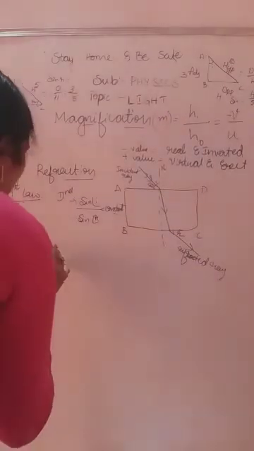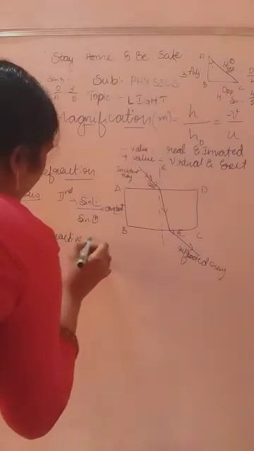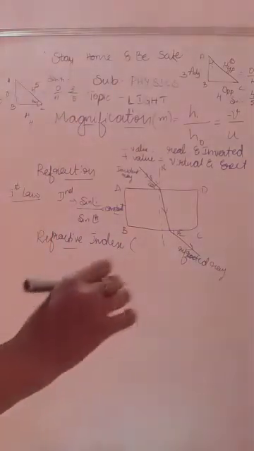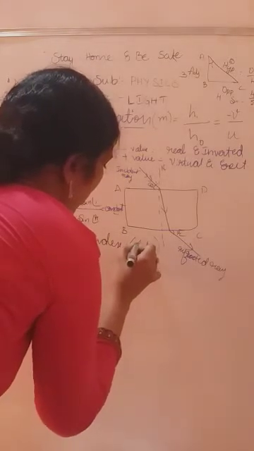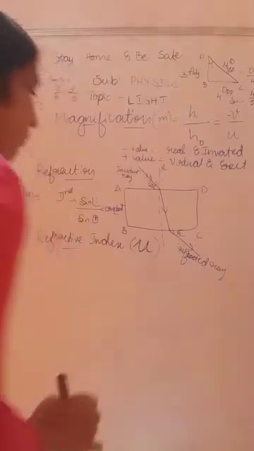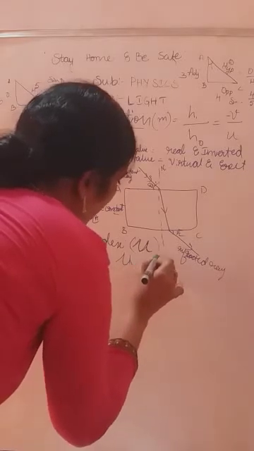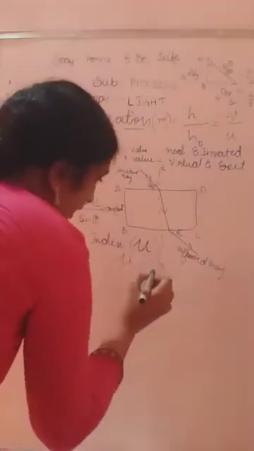So let us get to know the next definition, that is the refractive index. What is meant by refractive index? Refractive index is denoted by the Greek letter mu. Get to know that it is the Greek letter mu, not a cat sound. So what is meant by refractive index? The ratio of the speed of light in rarer media to the speed of light in denser media.